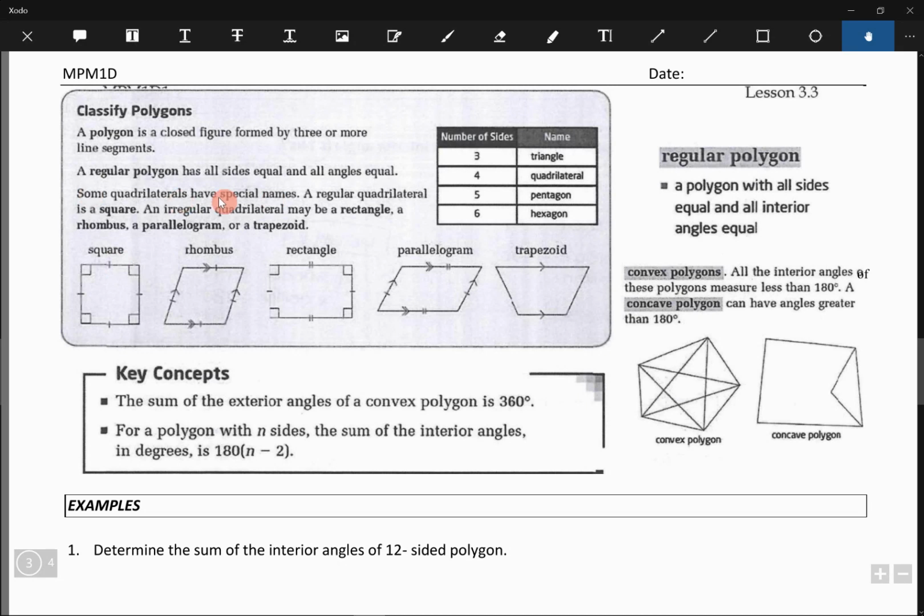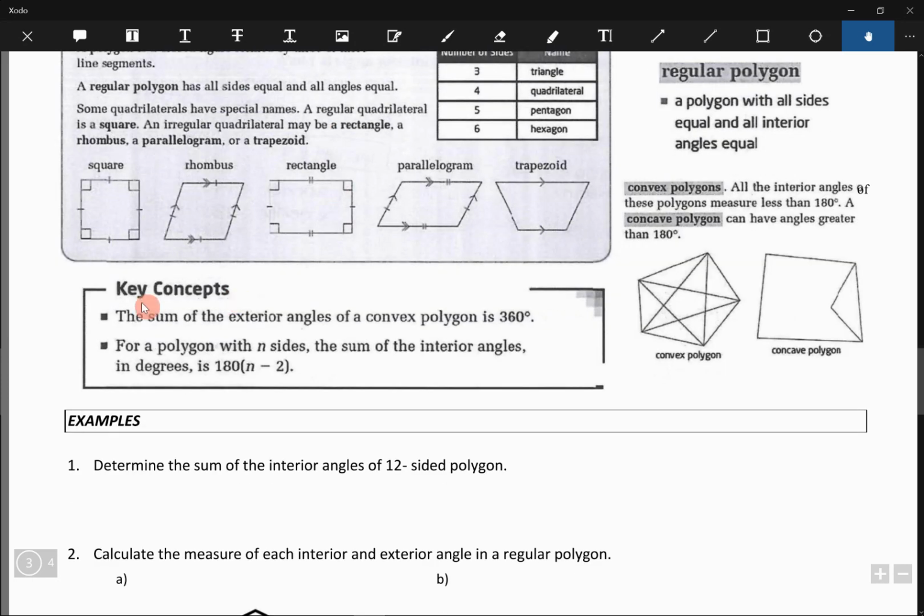Right. So some quadrilaterals may have special names. A regular quadrilateral is a square. An irregular quadrilateral may be a rectangle, a rhombus, parallelogram, or trapezoid. So here's some examples of different quadrilaterals. All of them have 4 sides each, but they may have different lengths, different angles.